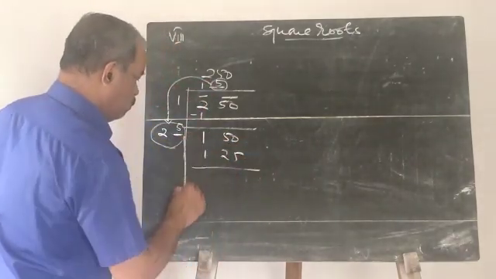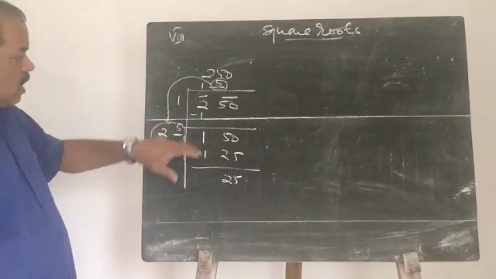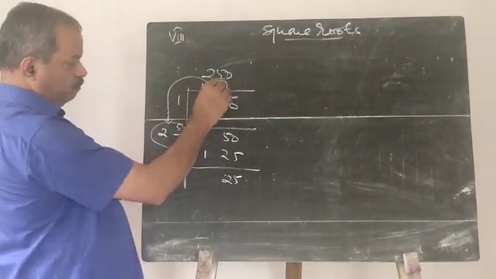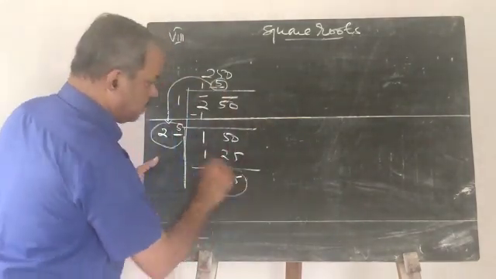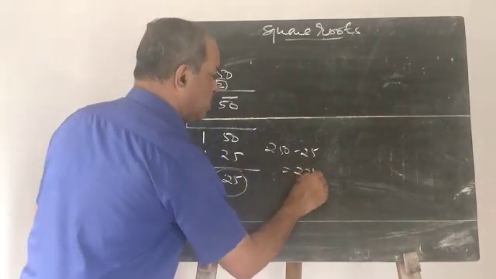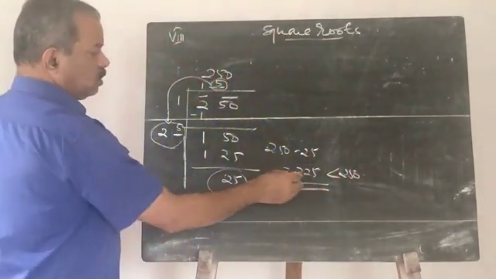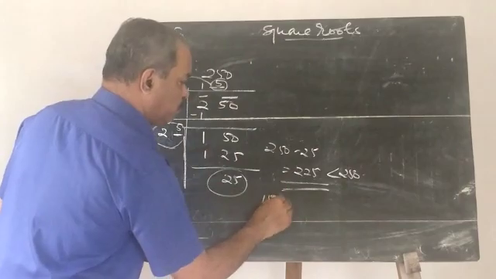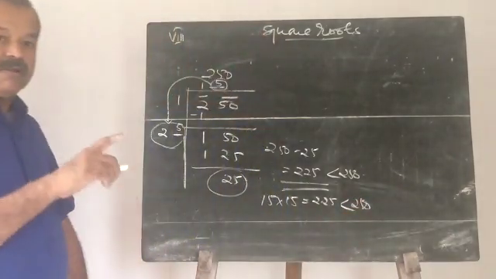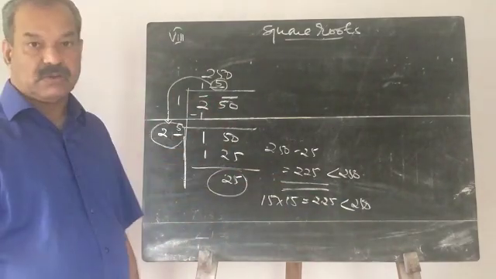Now the question is what number is added to 250 to get a perfect square. 25 is the remainder. 250 minus 25 is equal to 225, which is a perfect square. That is, 15 into 15 equals 225, which is less than 250. But we require a perfect square greater than 250.